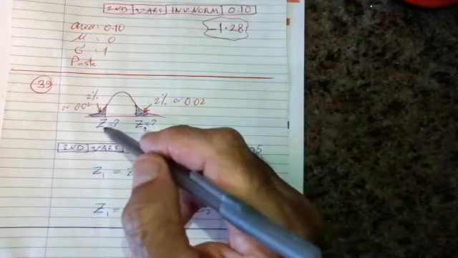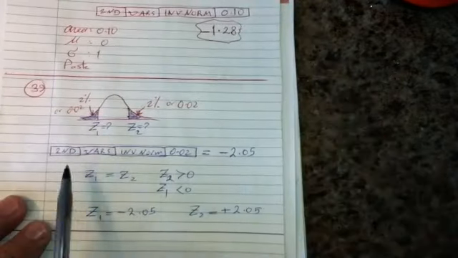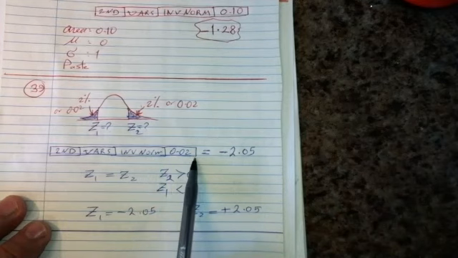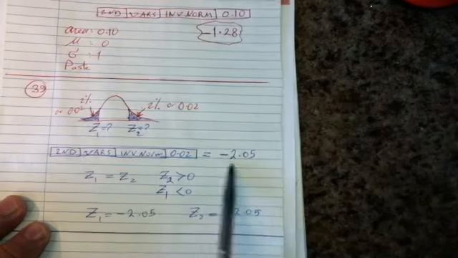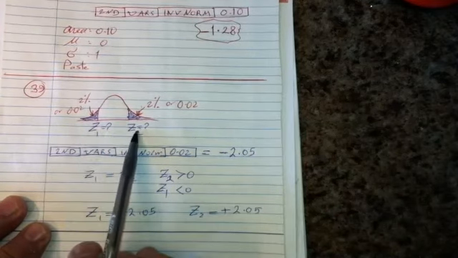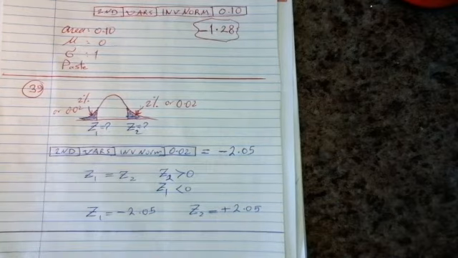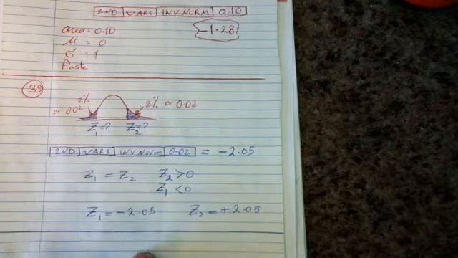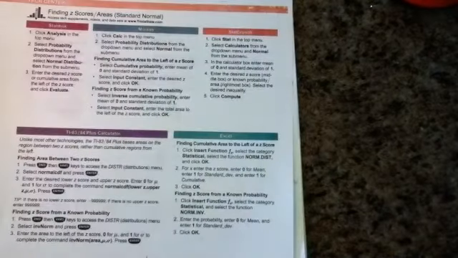Okay? So you go and say, second, inverse norm, 0.02. When you find it, this is the one on the left, right? The one on the right is the positive one. All right. So that ends up 6.1.